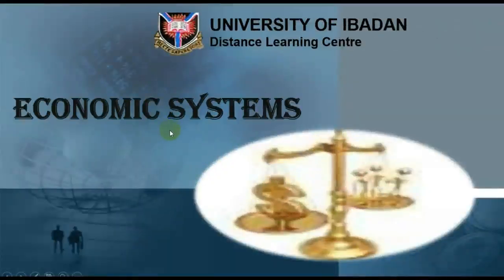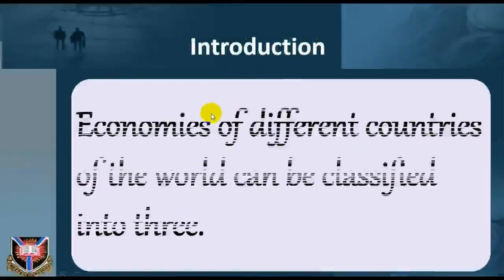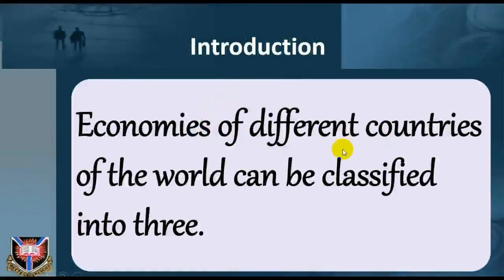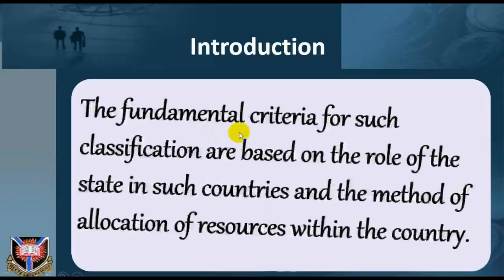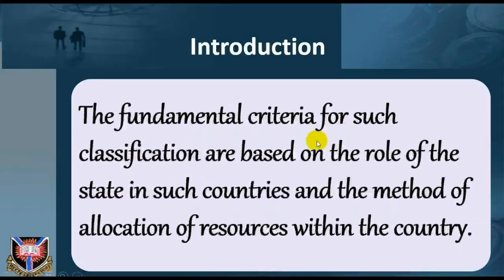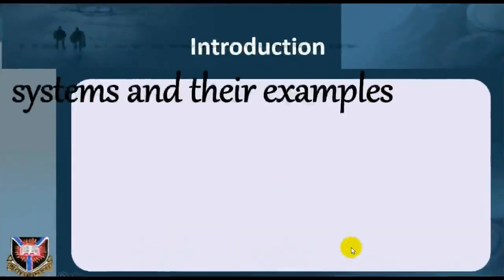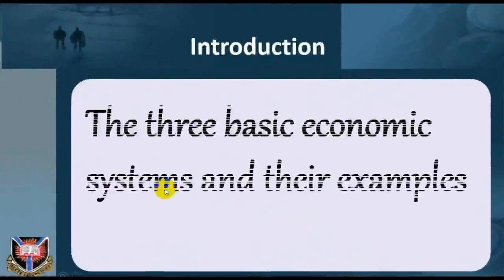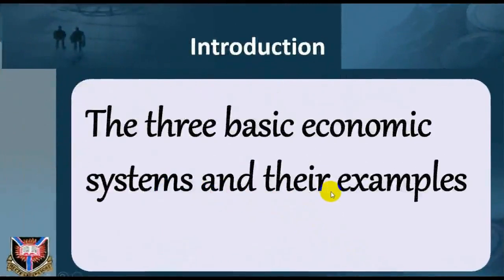Economic systems. Introduction. Economies of different countries of the world can be classified into three. The fundamental criteria for such classification are based on the role of the state in such countries and the method of allocation of resources within the country. In this study session, we shall explore the three basic economic systems and their examples.